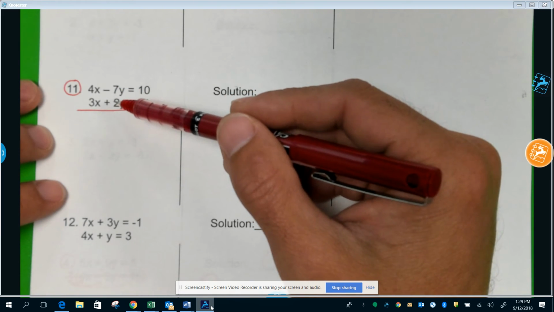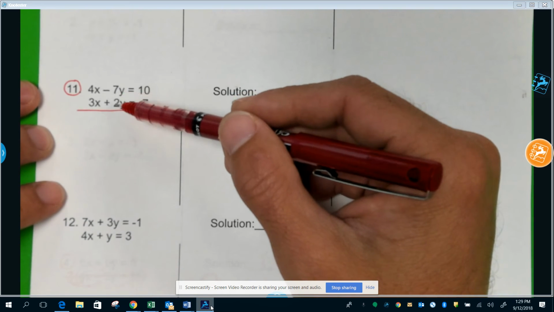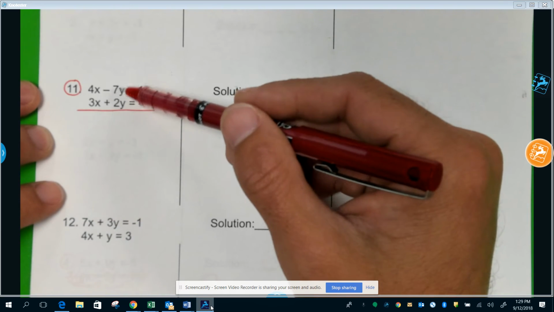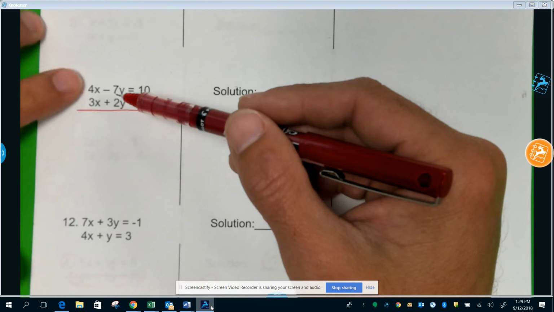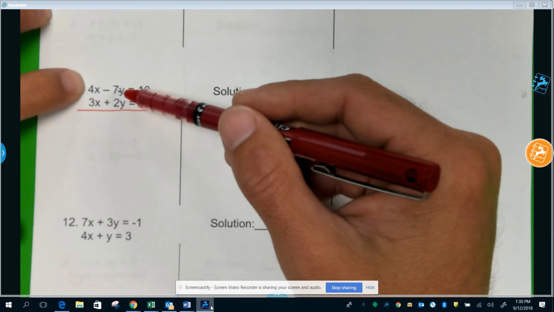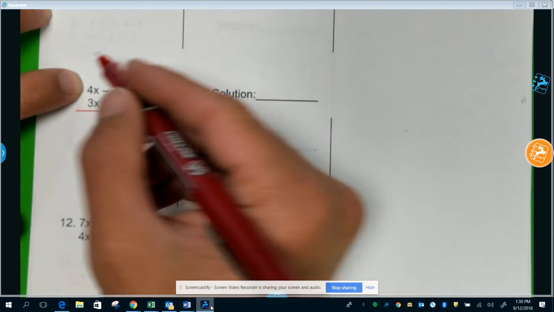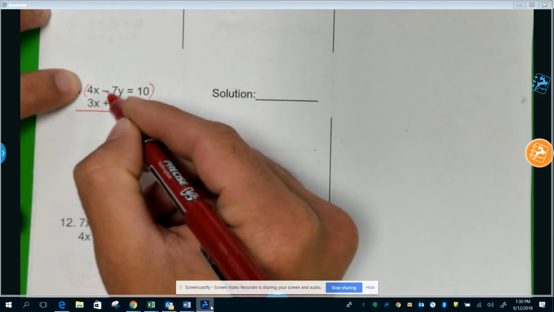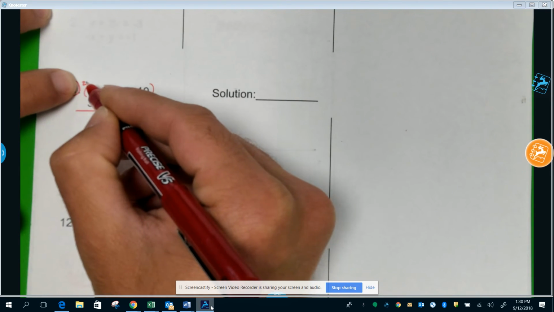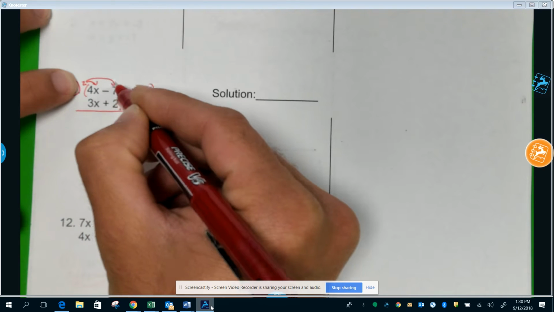That's the first step that I need to eliminate. But since 2 can't turn into a 7, I'm going to have to change both of these numbers. Right? And so what can I change both of these numbers into? I can change them into a 14. Well, how would I turn negative 7 into a negative 14? I'll multiply it by 2.